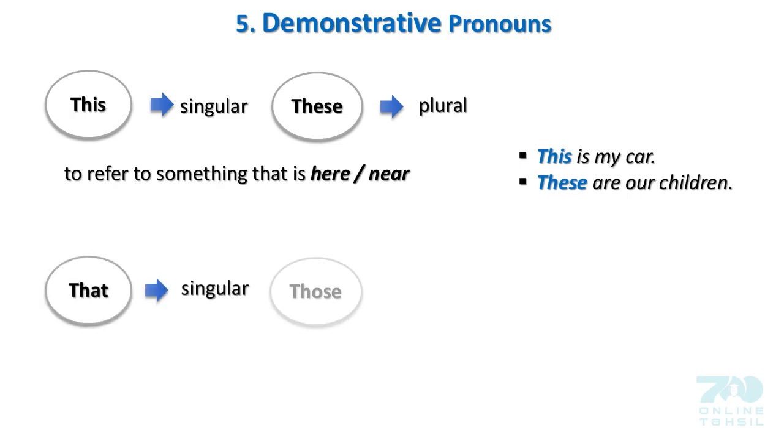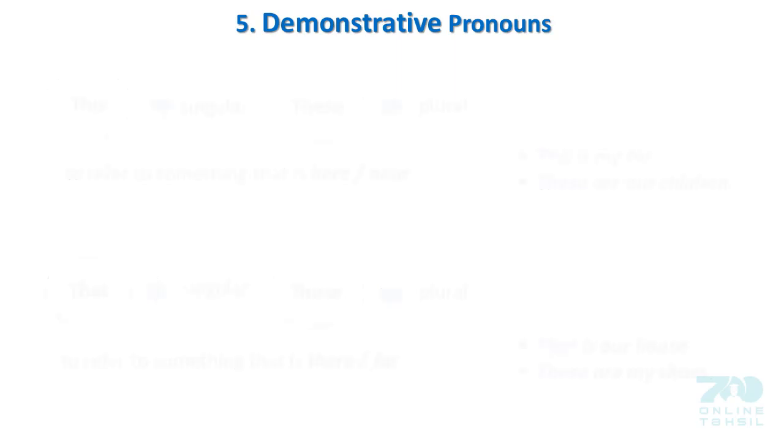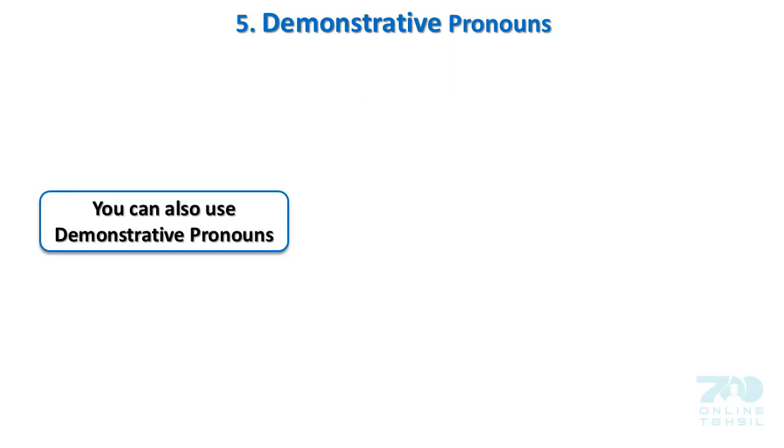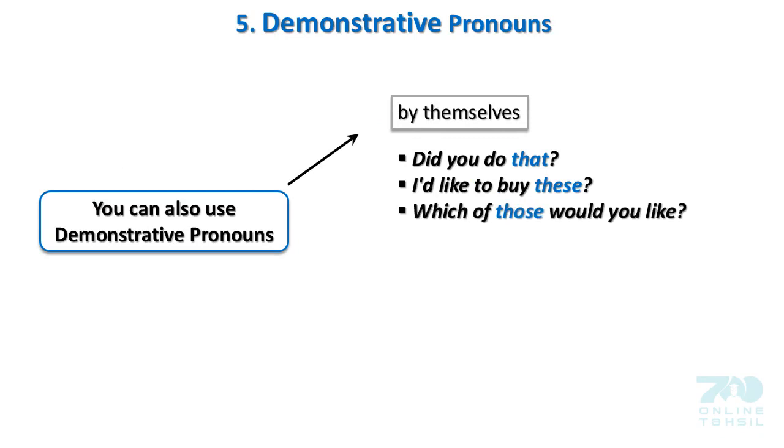We use that, singular, and those, plural, to refer to something that is there, far. Examples. That is our house, singular. Those are my shoes, plural. You can also use demonstrative pronouns by themselves. Did you do that? I would like to buy these. Which of those would you like?